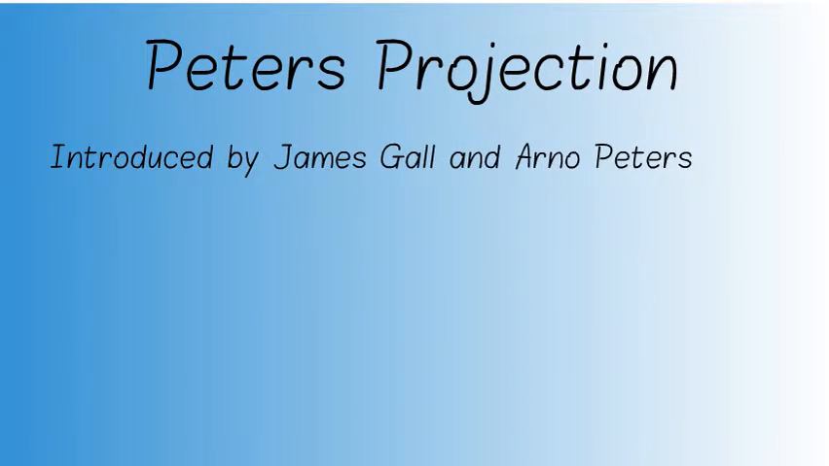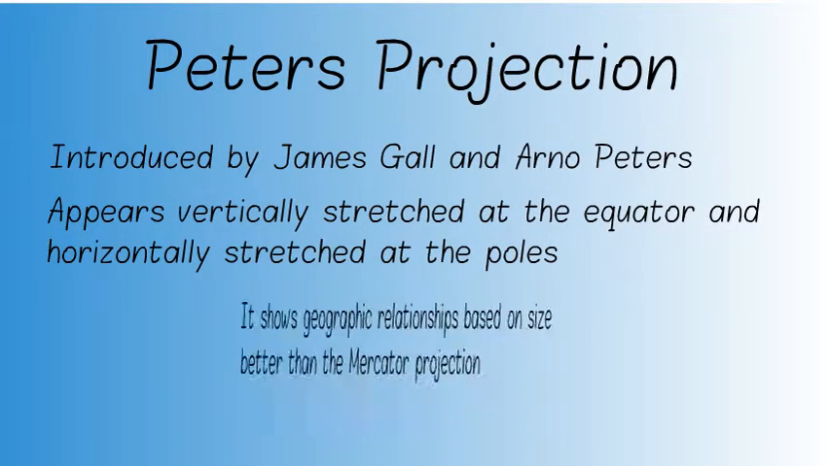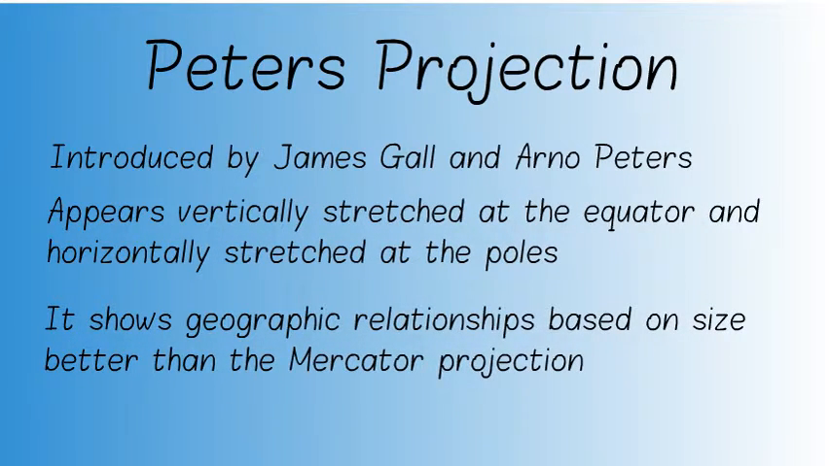The Peters projection. Introduced by James Gall and Arno Peters. It appears vertically stretched at the equator and horizontally stretched at the poles. It shows geographic relationships based on size better than the Mercator projection.